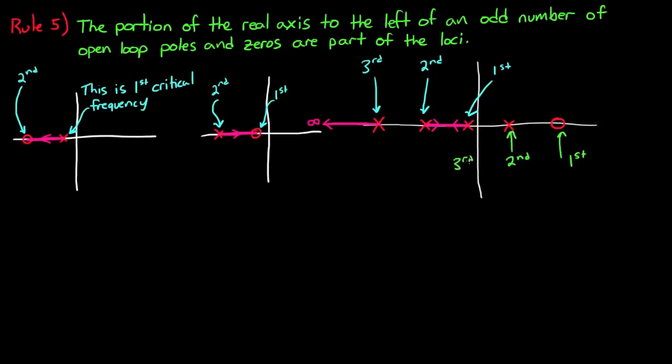Also, even if the critical frequencies are in the right half plane, they're still counted from the far right to the left. So you can always just fill in the line to the left of the odd critical frequencies, which would be here in this case.